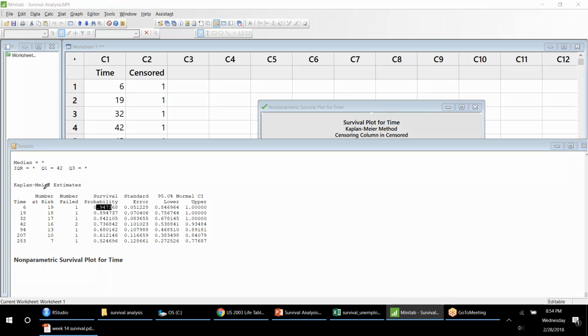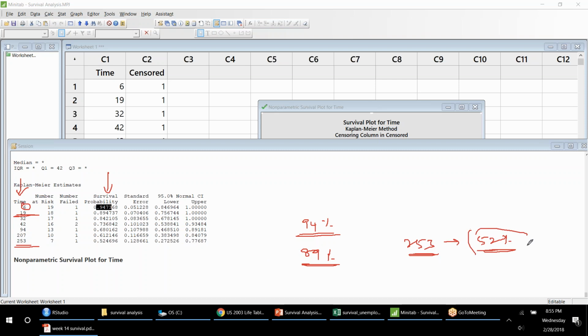Right. So we are looking only into this time and survival probability. Okay, these are the two things that we require. So after 6 months, 94% of these patients are still surviving. After 19 months, 89% of patients are still surviving. Like that, if you see, after 253 months, there is around 52% of the patients still surviving. Right? So this is how we make the interpretation.